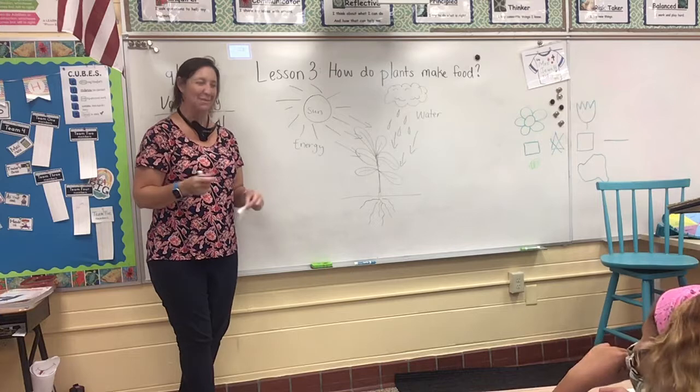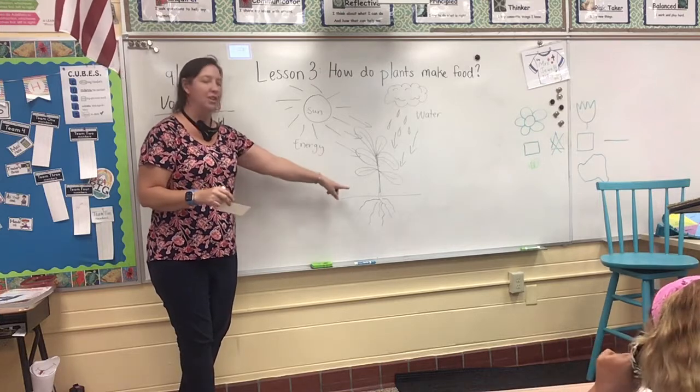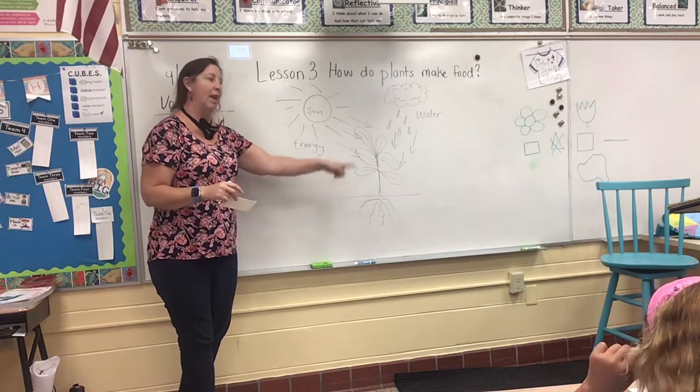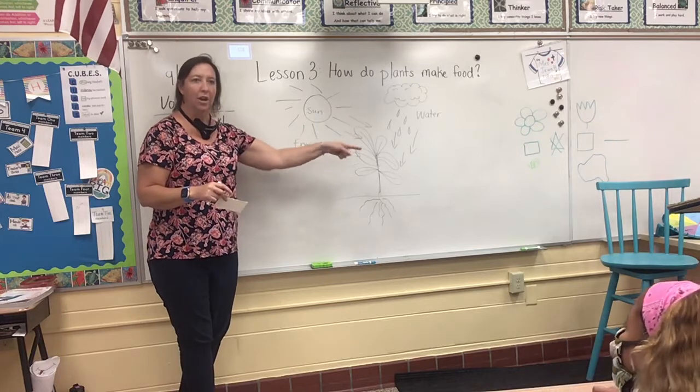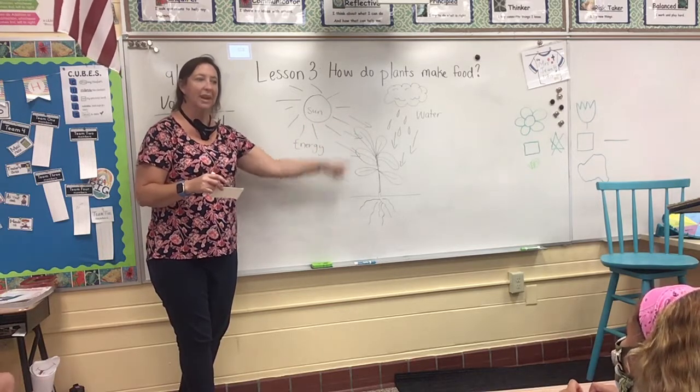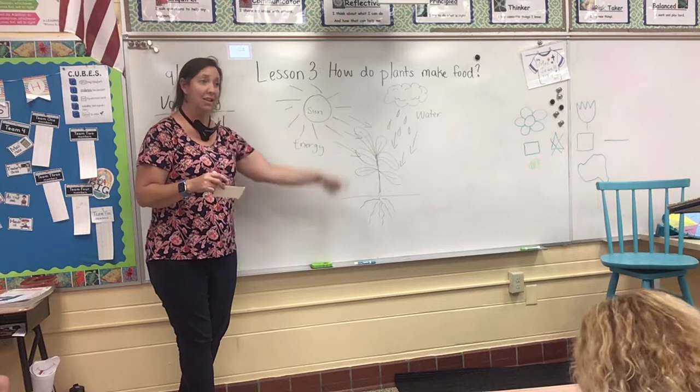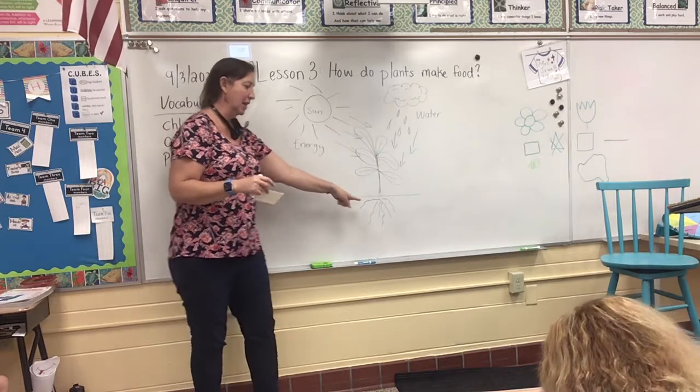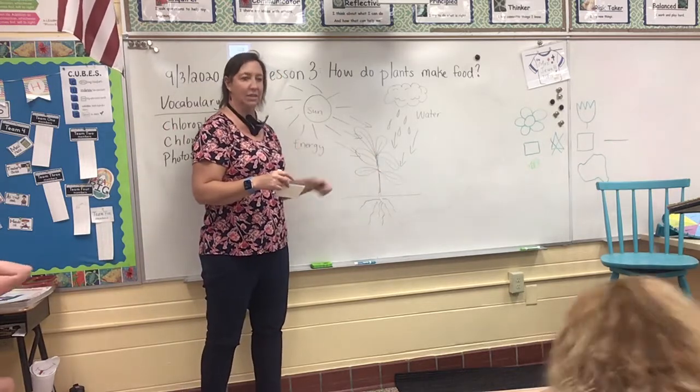Some plants germinate from a seed, some from a spore. But once they germinate, they form roots. And the roots are going to take up water from their tube-like structure in a vascular plant. It's going to take the water here, and it goes up to the leaves.